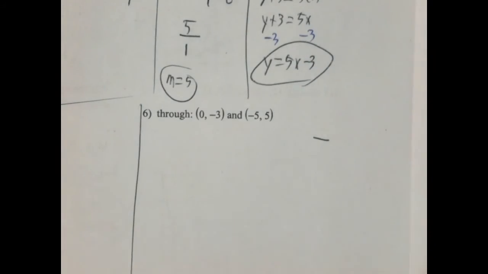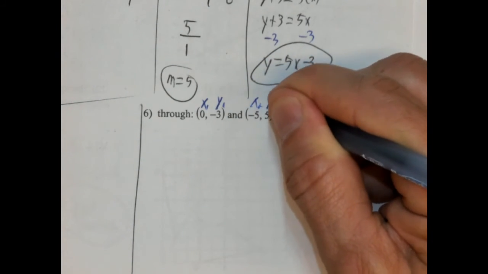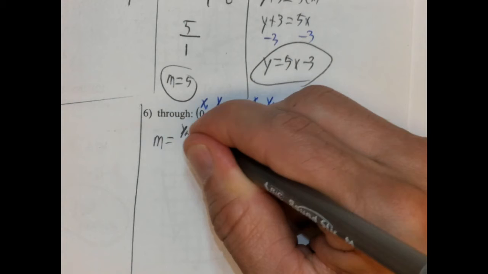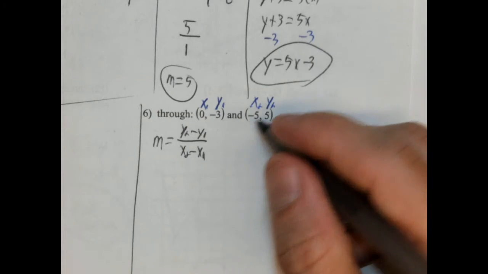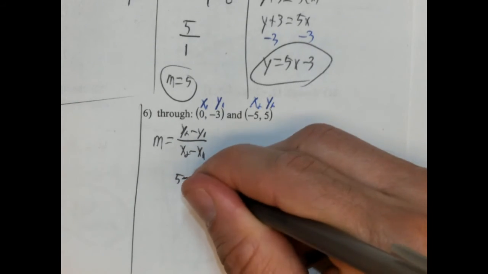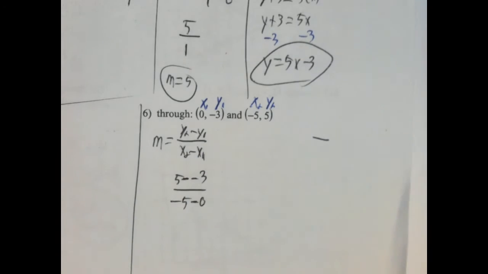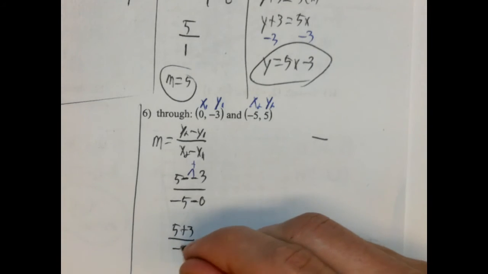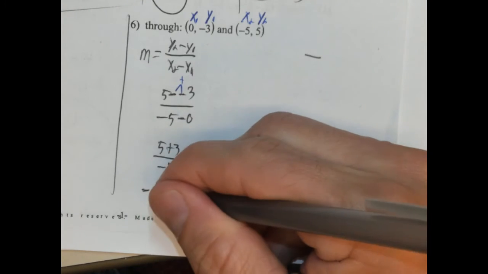Last one. Here we go. All right, so let's label these points. We got x1 and y1. We have x2 and y2. All right. We're going to write our formula. M equals y2 minus y1 over x2 minus x1. Let's plug those in. So 5 take away negative 3. And negative 5 take away 0. We have a double negative here. Let's change that to plus. So this is going to become 5 plus 3. And then negative 5 minus 0 is just going to be negative 5. And then 5 plus 3 is 8. So we have negative 8 over 5.